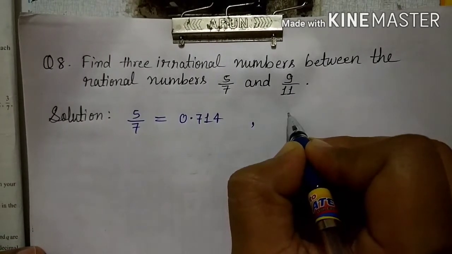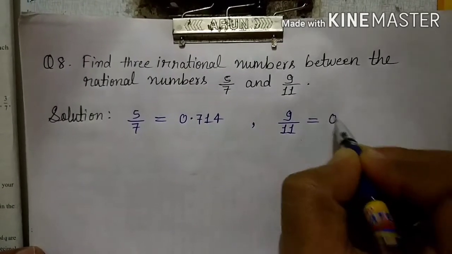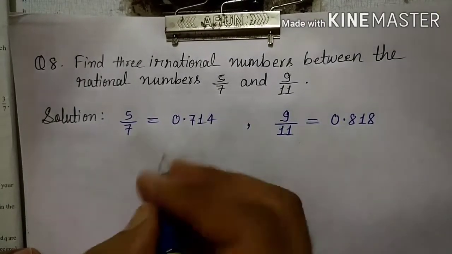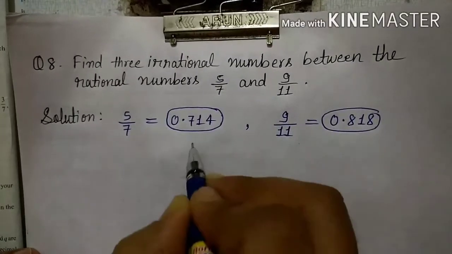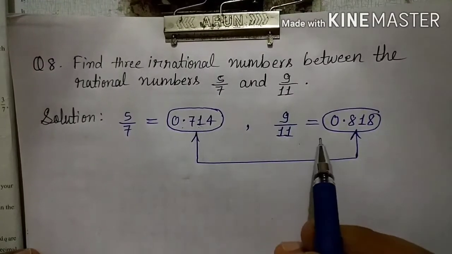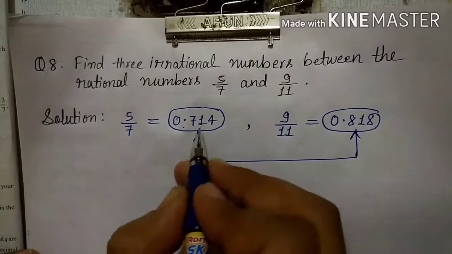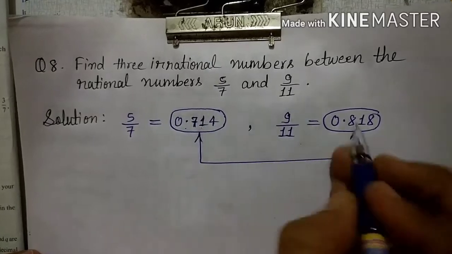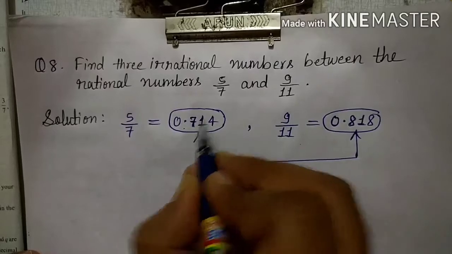We have another number, 9/11. If we divide 9 by 11, it will come 0.818. You can divide also, the same number will come. Okay, now it means we have to find irrational numbers between these two decimal numbers, 0.714 and 0.818. We have to find three irrational numbers between them. So just check here: 0.71, so we can say 71, and 0.81, so 81.